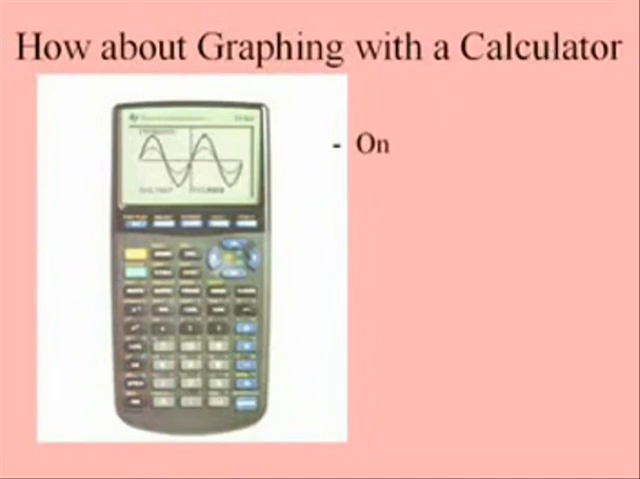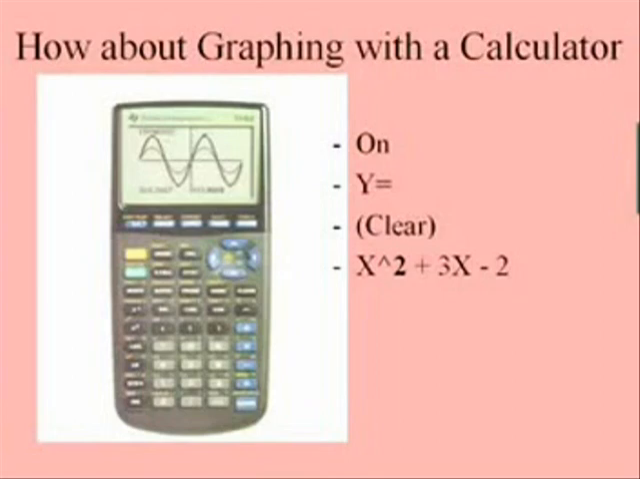If you turn your calculator on, hit Y equals, you might have to clear out something from previous class. So hit the clear button. And then type the equation we just did, x squared plus 3x minus 2. And then hit graph, and son of a gun, you'll see the picture. Now if you want to get rid of it, hit clear.